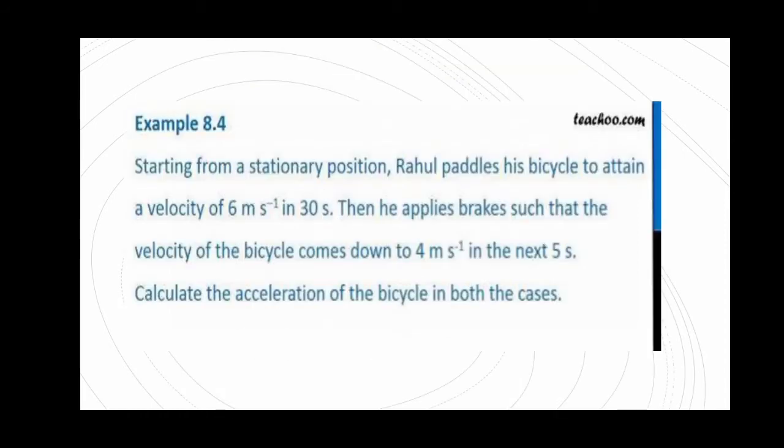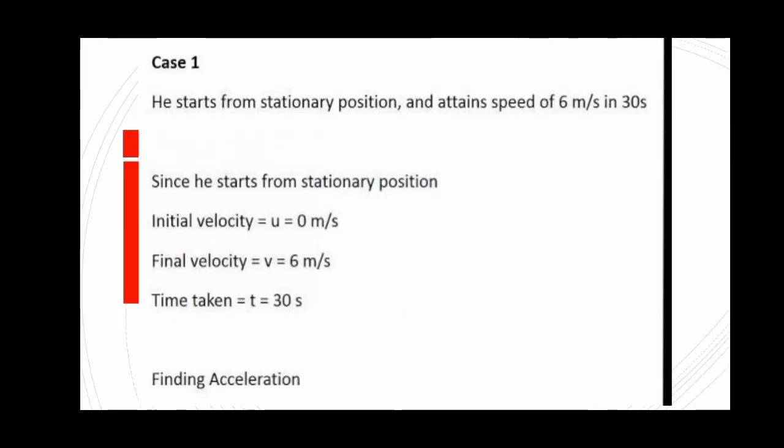Now, let us do a problem related to the first equation of motion. Starting from a stationary position, Rahul paddles his bicycle to attain a velocity of 6 meters per second in 30 seconds. Then he applies brakes such that the velocity of the bicycle comes down to 4 meters per second in the next 5 seconds. Calculate the acceleration of the bicycle in both the cases. Here we have to find the acceleration 2 times.